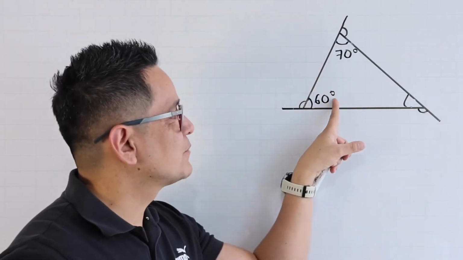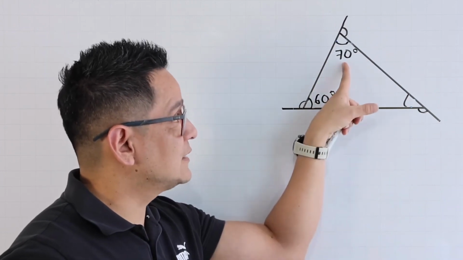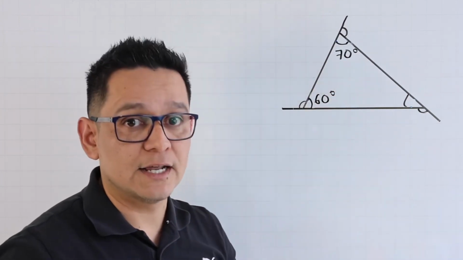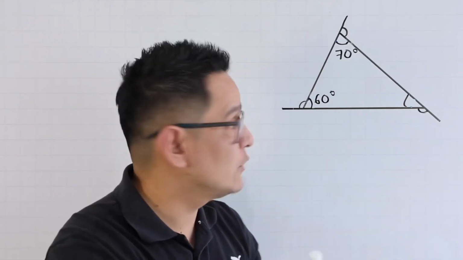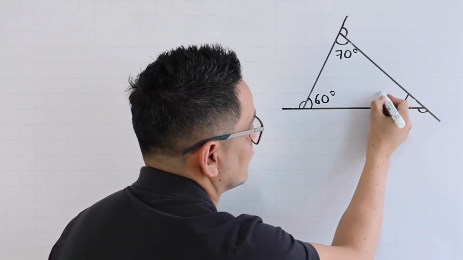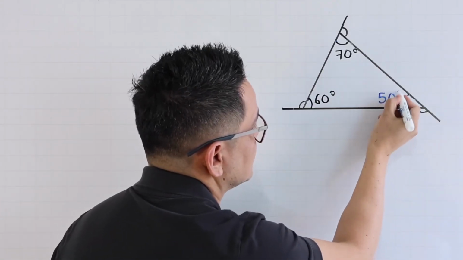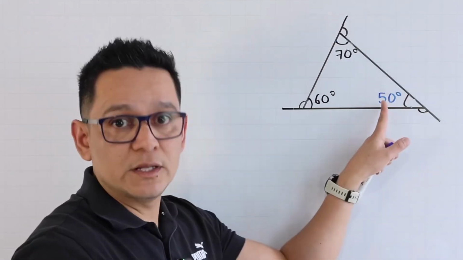For this, we have to remember that the sum of the interior angles has to give us 180 degrees. So, let's add 60 degrees plus 70 degrees. That gives me 130. To reach 180 degrees, I need 50 degrees, right? Does that mean that this interior angle measures 50 degrees?